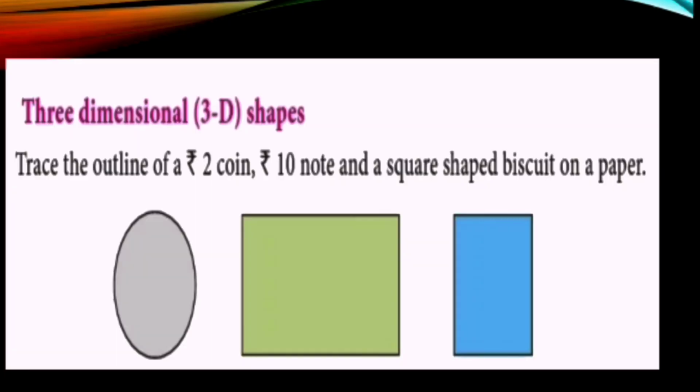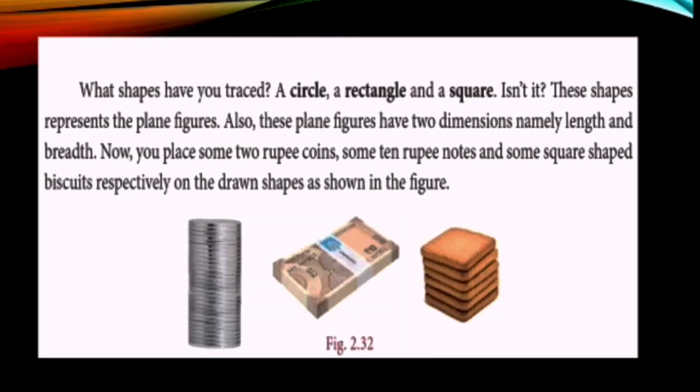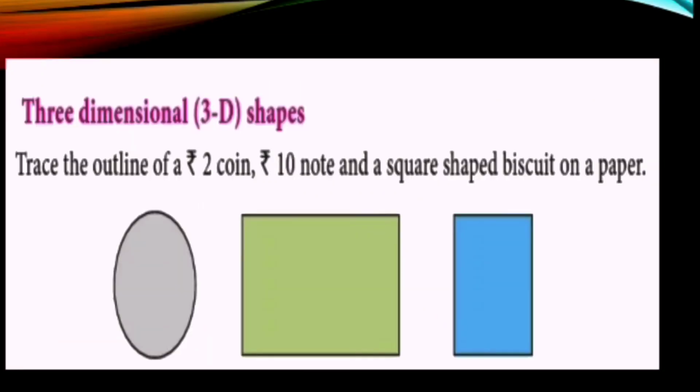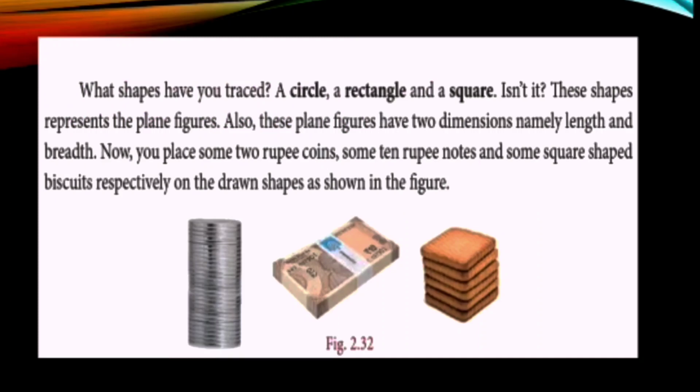Trace the outline of a 2 rupee coin, a 10 rupee note and a square shaped biscuit on a paper. They are instructing us to trace these shapes, and they have done the tracing here. Now what shapes have you traced? We got a circle, a rectangle and a square.